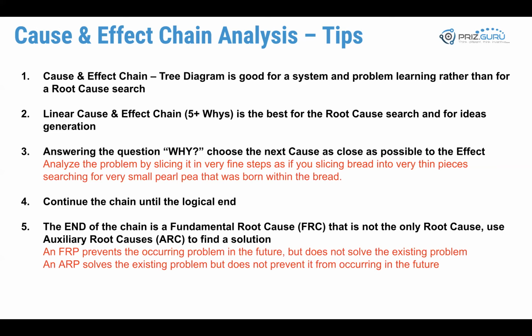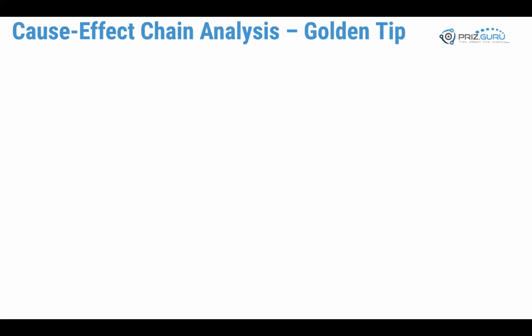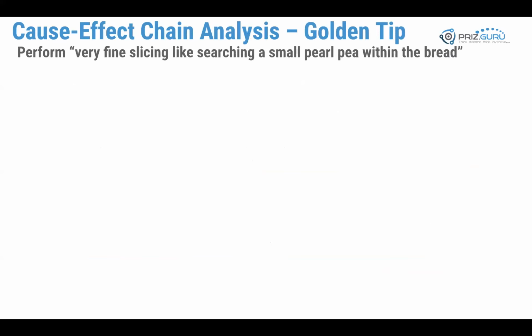And the fundamental root cause is something that will potentially help us solve the problem in the future, but doesn't necessarily help us solve it right now. The auxiliary root causes, we can actually use to solve the problem right now, but the problem may reoccur in the future. Out of all of that, there is one golden key, and that's the one that we talked about. Slice it as thin as possible.